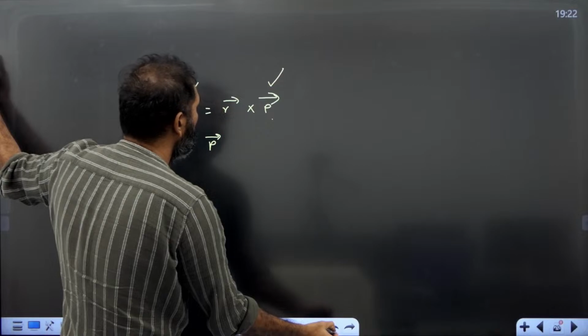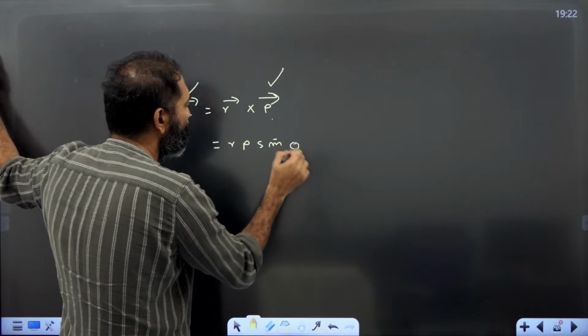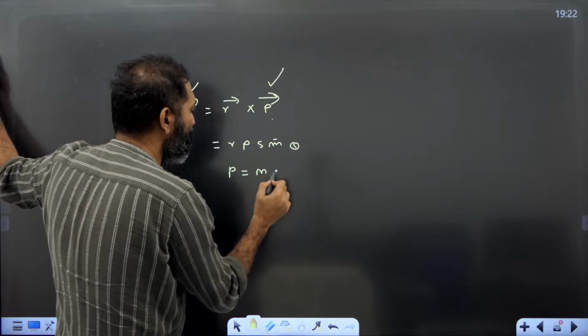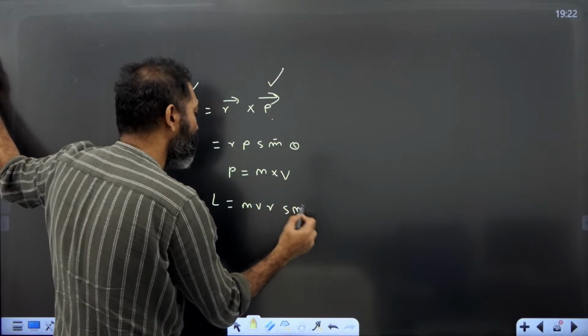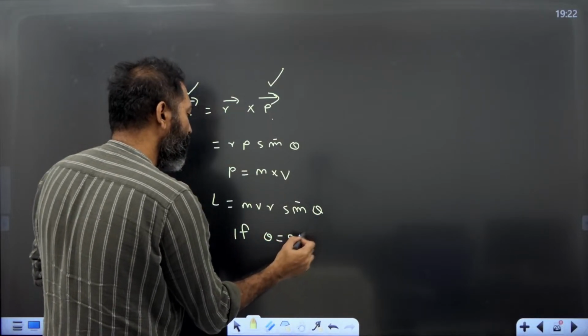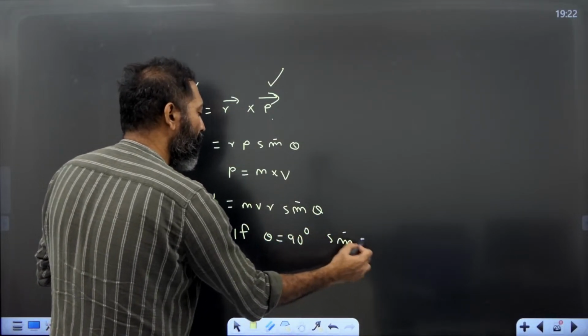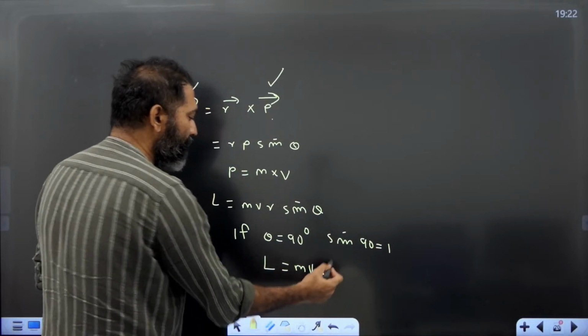L equal to rp sin theta. What is momentum p? Mass into velocity. So L equal to what? mvr sin theta. Now if theta is equal to 90 degree, sin 90 is equal to what? 1. So angular momentum L equal to what? mvr.